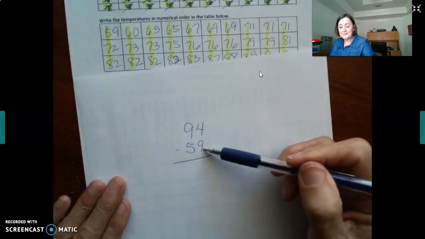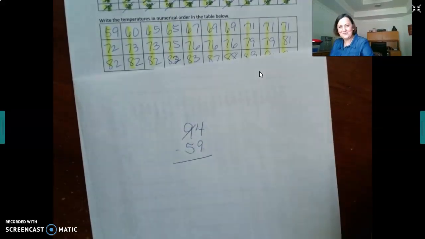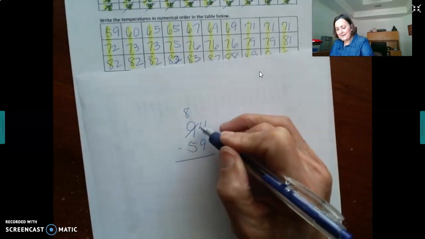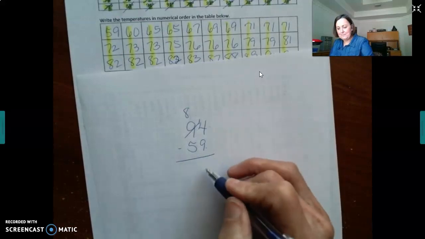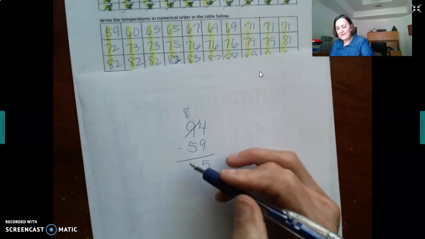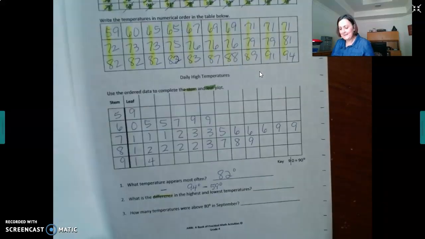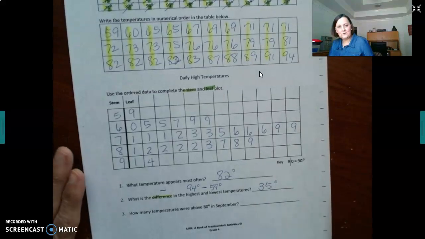Of course, we cannot take 9 away from 4 because this number is greater, so we need to go next door and regroup. We're going to change that to 8 tens, and we're going to add 10 ones to the 4 ones, and that's 14. Minus 9 is 5, and 8 minus 5 tens is 3 tens. So our difference is 35 degrees.